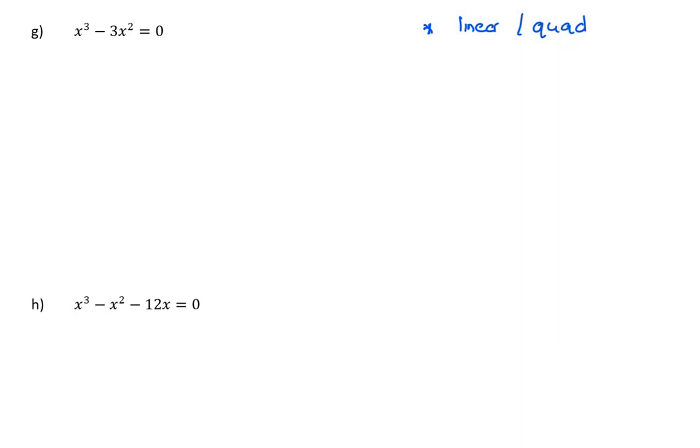Now, technically you only get taught to solve cubic equations in grade 12, but let's just roll with it and see what happens. If it's anything other than linear, the steps are always the same. The steps are always get one side equal to 0, which is done here. And then the steps are factorize.